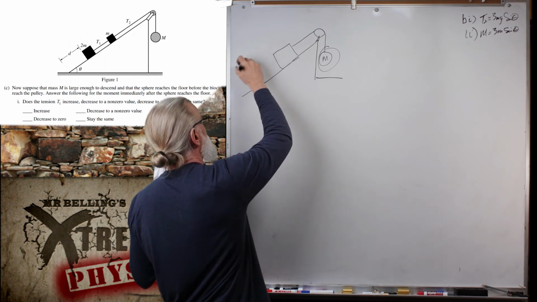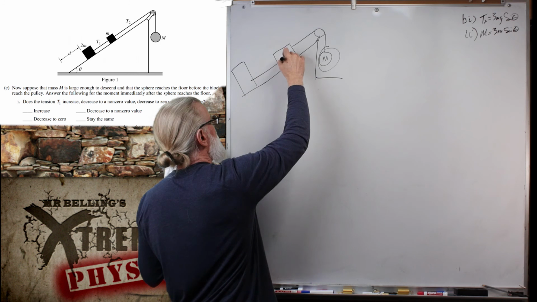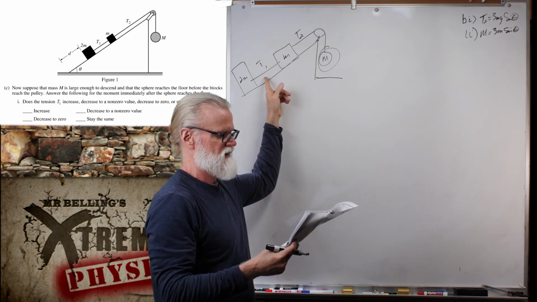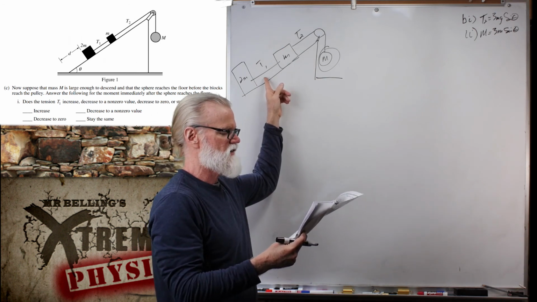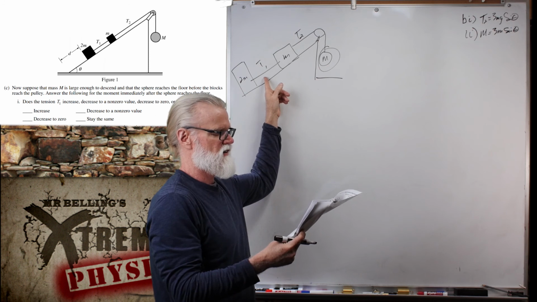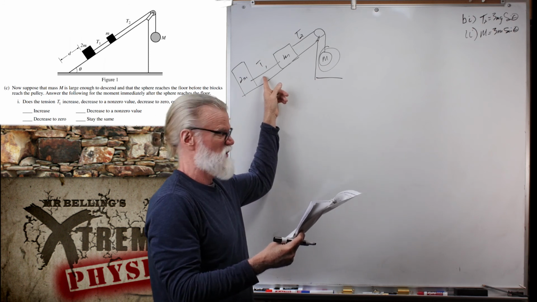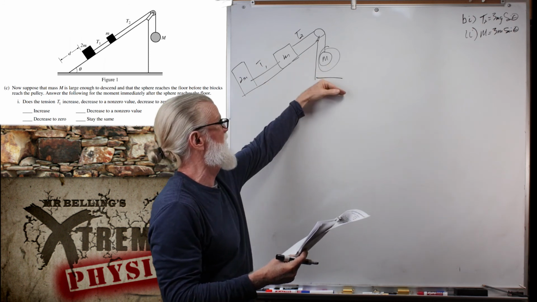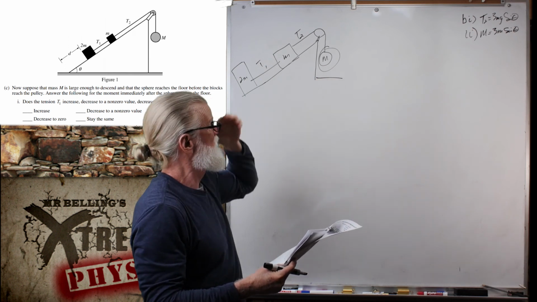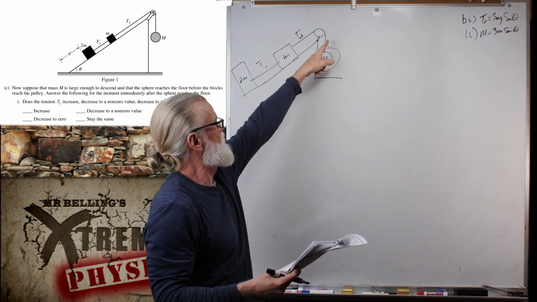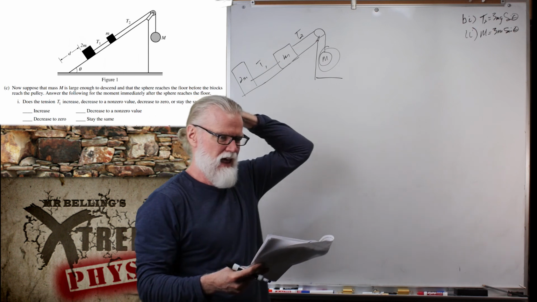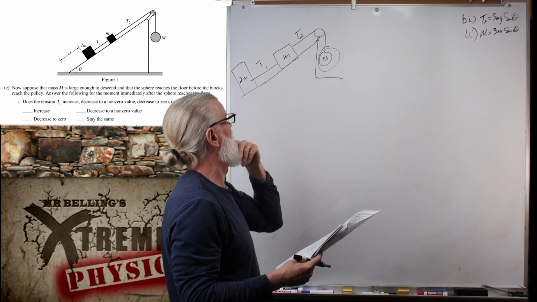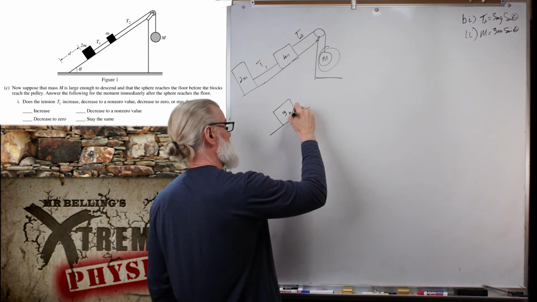We got 2 blocks. Does the tension T1 increase, decrease to a non-zero value, decrease to 0, or stay the same? So this thing's going to come down, it's going to hit, right? And so when it hits, T2 is going to become less. What happens to T1? Let's say this was an object of 3m.